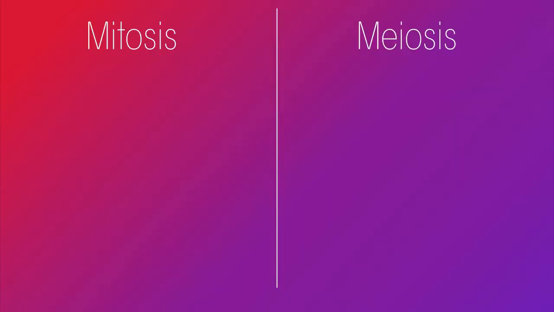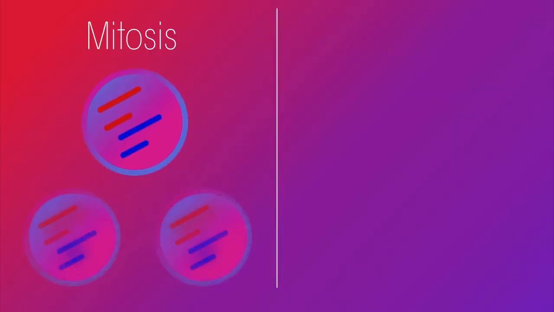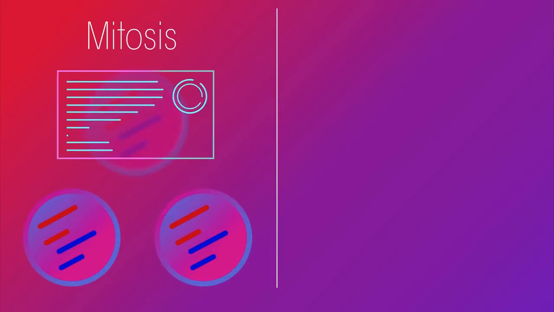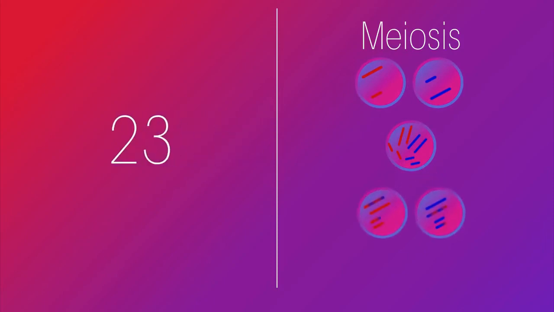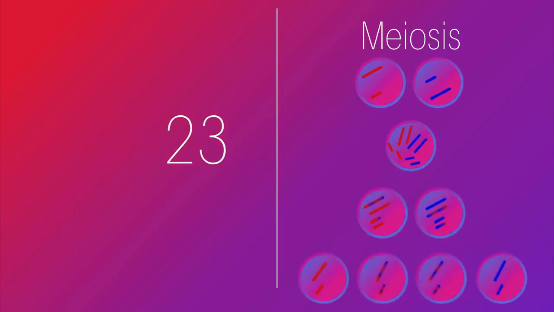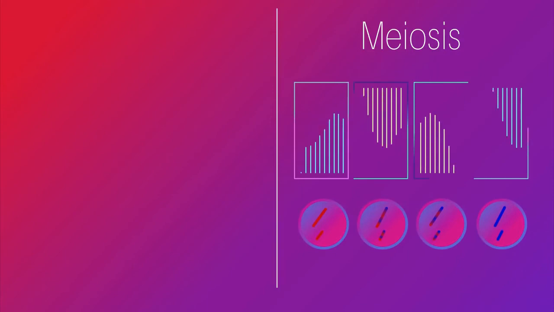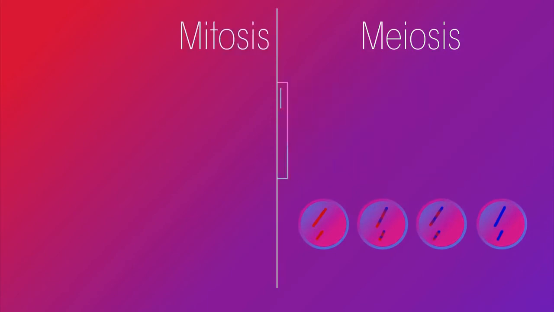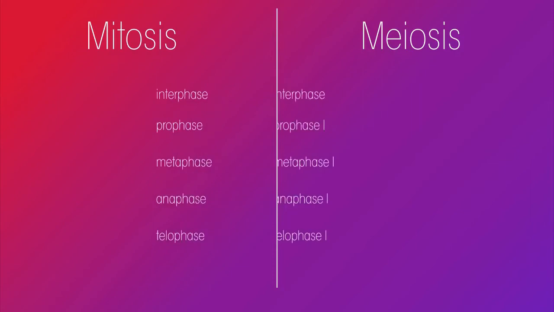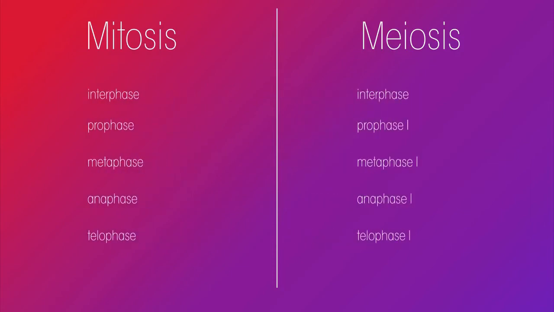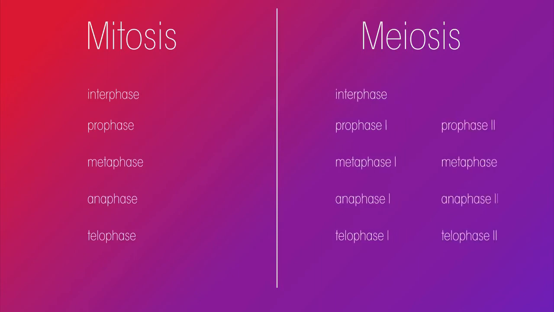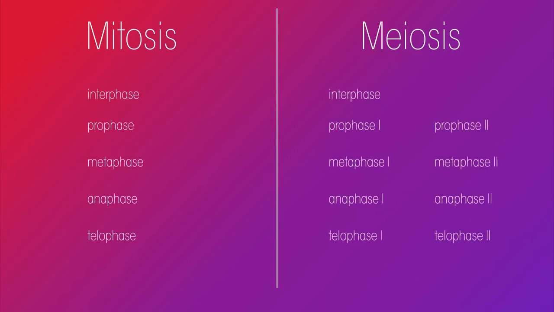The simpler one is mitosis, which produces 2 identical cells with exactly the same genetic information. The other process is meiosis. It is a much more complicated process, creating not 2 but 4 cells with only half the number of chromosomes, and crucially, all genetically different from each other. Both mitosis and meiosis include the same phases: prophase, metaphase, anaphase, and telophase. Except in meiosis, they happen twice, so they are usually referred to as 1 and 2.